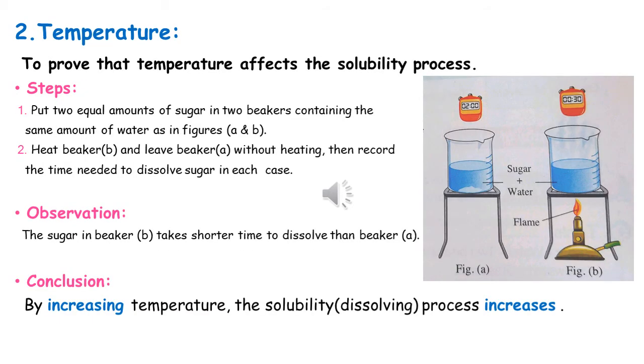Now we will talk about the second factor affecting the solubility process, which is the temperature. To prove that temperature affects the solubility process, we will put two equal amounts of sugar in two beakers containing the same amount of water, as in figures A and B. Then we will heat beaker B and leave beaker A without heating. Then record the time needed to dissolve sugar in each case. We will observe that sugar in beaker B takes a shorter time to dissolve than in beaker A. Conclusion: we conclude that by increasing temperature, the solubility process increases.